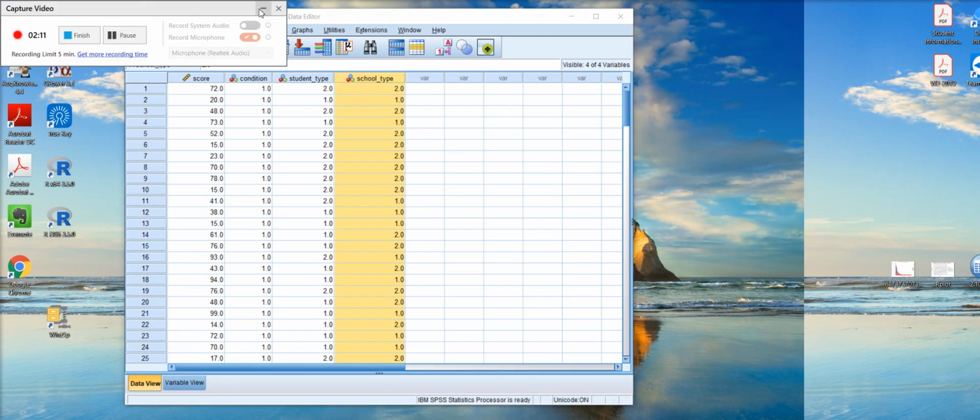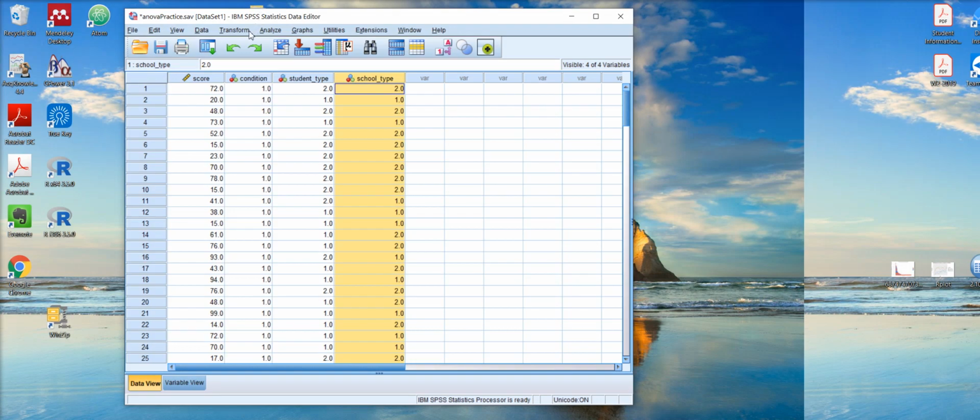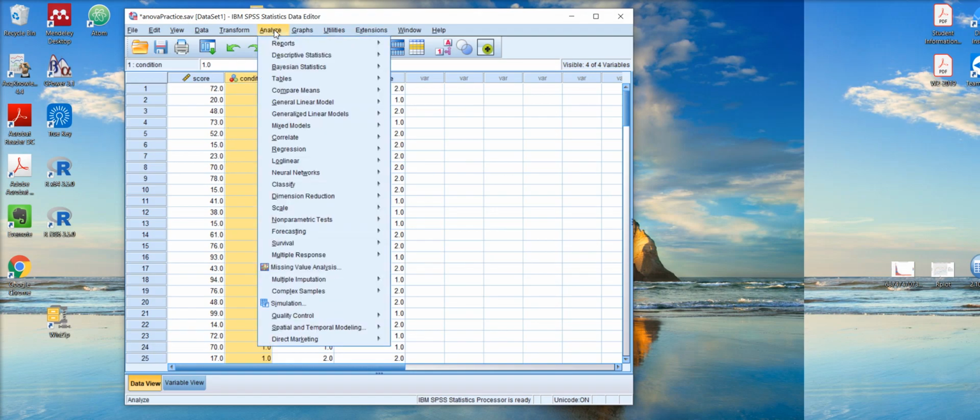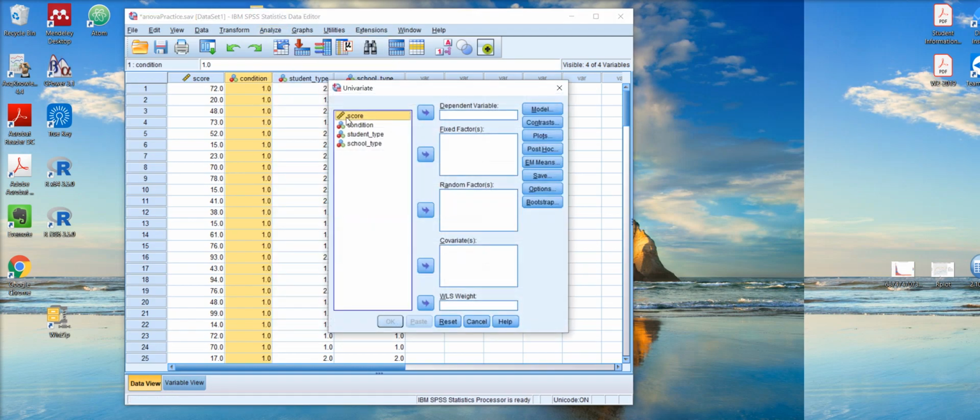All right, so I actually have a limit of 5 minutes with these recordings, so I'm going to try to go over this as fast as I can. Let's say that you want to do a one-way ANOVA, so you just want to use one variable as your predictor. You would go to Analyze, then General Linear Model, and then Univariate. You would put the dependent variable here, which is score, and whatever independent variable you're looking at, you would put in the fixed factor.